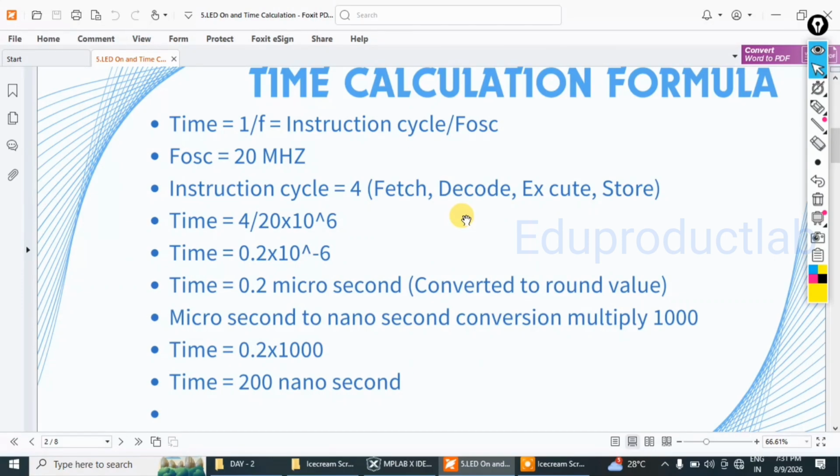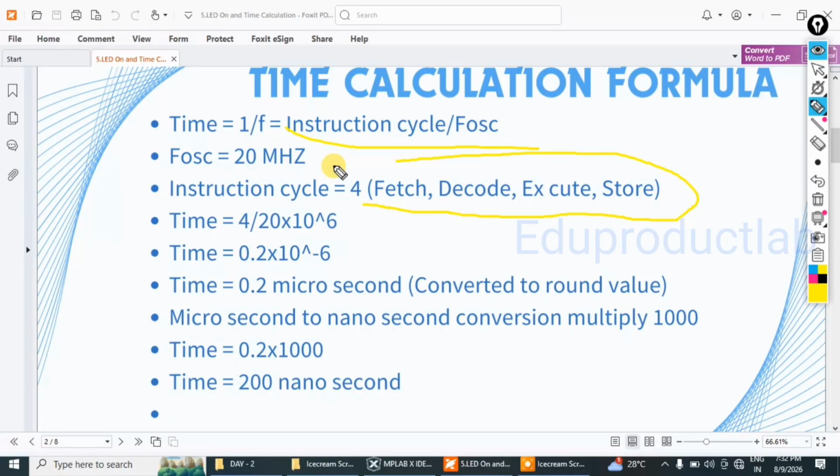The PIC16F877A requires 4 oscillator cycles to execute one instruction. The pipeline stages are fetch, decode, execute and store. These are the 4 cycles of one instruction cycle. The formula is: instruction cycle time equals 4 divided by f oscillator.